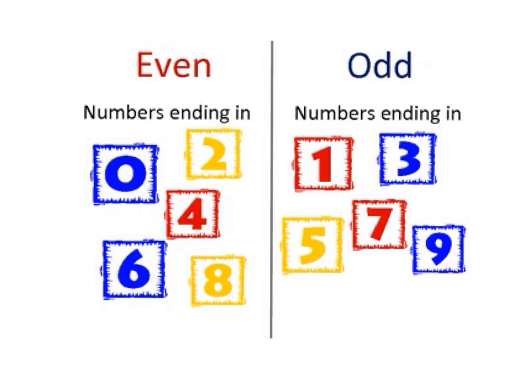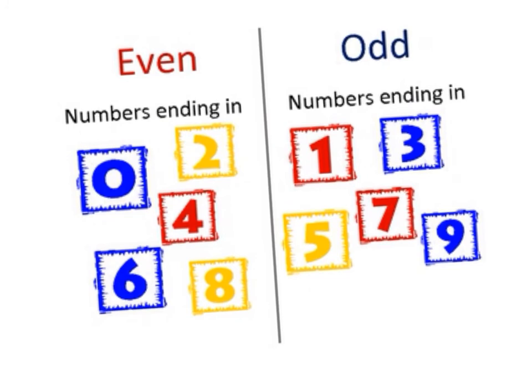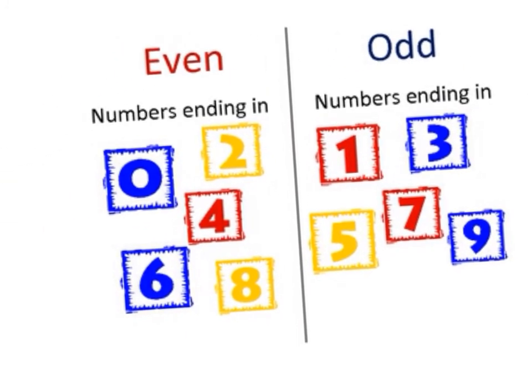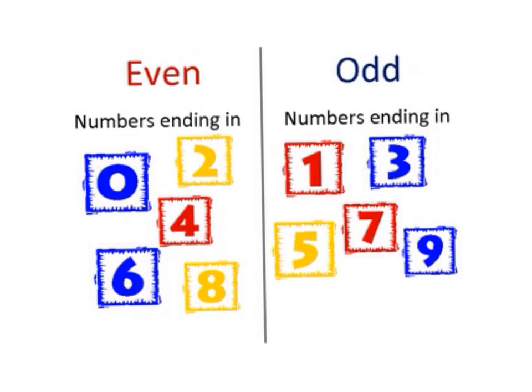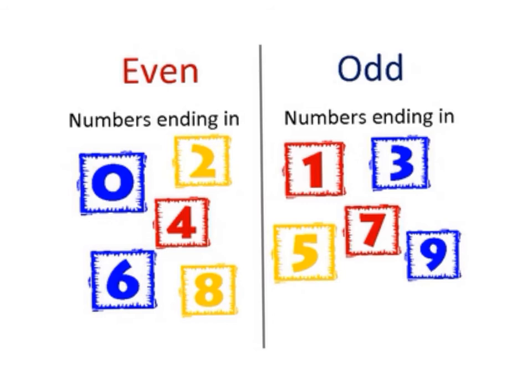So now you can see that if we know this table really well and we know the numbers that are even and the numbers that are odd up to 10, then that can help us even with really, really large numbers. So try your hardest to remember that our even numbers are the ones that end in 0, 2, 4, 6, 8, and our odd numbers end in 1, 3, 5, 7, and 9.